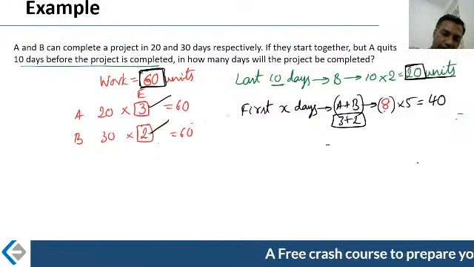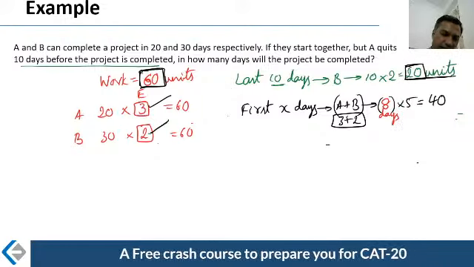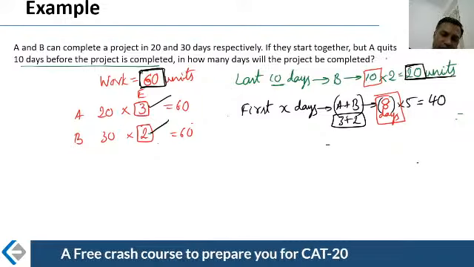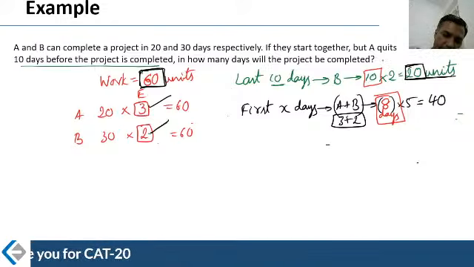What is this 8? 8 days. Therefore, what is the project duration, friends? In the last 10 days B alone worked, and in the first 8 days they worked together. Therefore, the project was completed in 18 days.